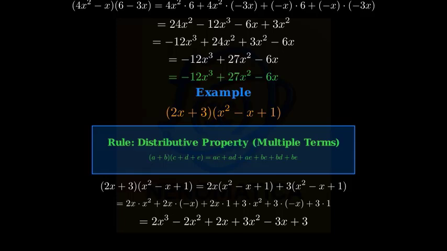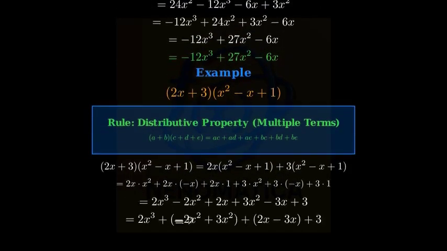3 times x squared equals 3x squared. 3 times negative x equals negative 3x. 3 times 1 equals 3. Now, we combine all these terms to get our final expression. We can simplify further by combining like terms.